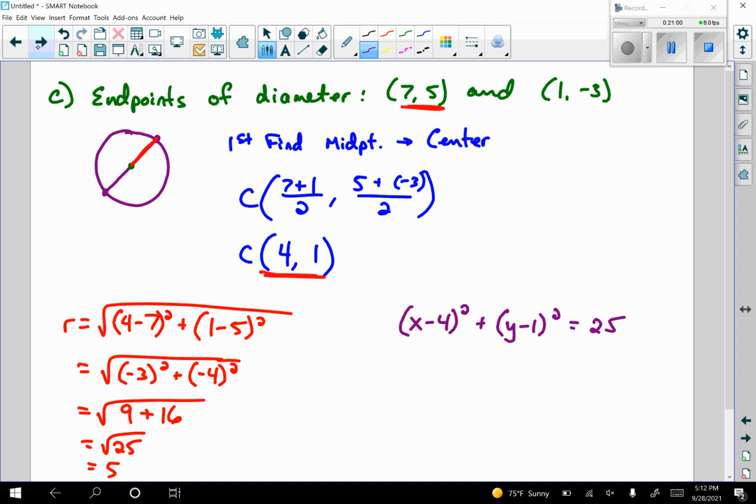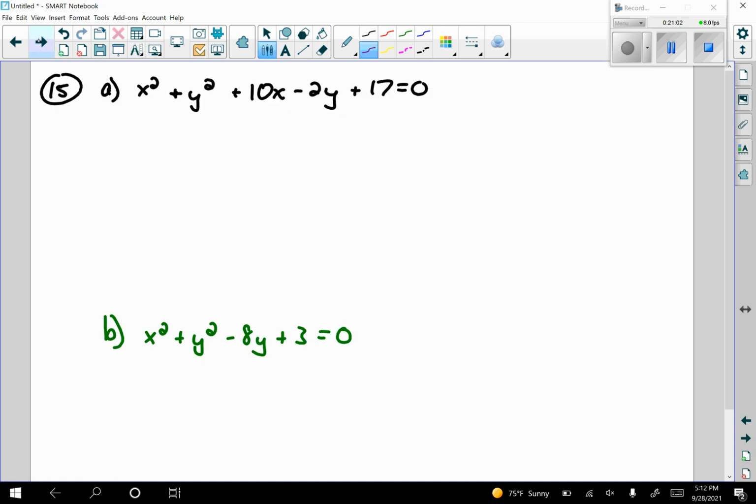All right, and then problem 15, we're given the equation of a circle in general form, so we want to write it in standard form and then identify the center and radius. So this, we have to complete the square. So I want to get my x terms together. I'm going to leave a little bit of space. I want to get my y terms together, leave a little bit of space, and then I want to take the 17 to the other side.